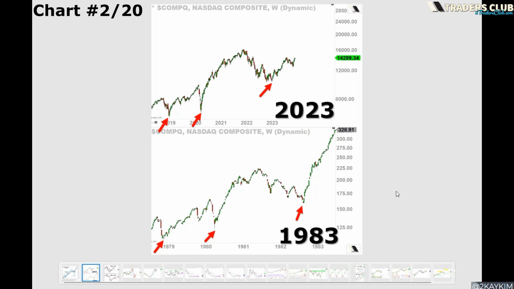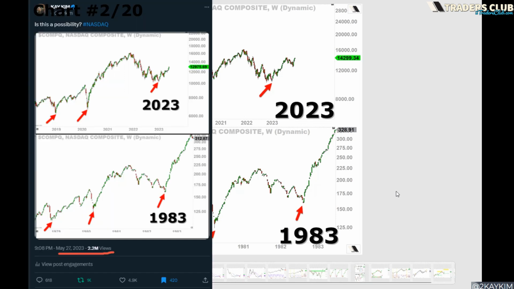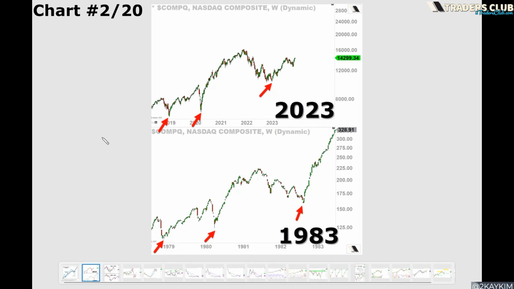So, an analog here. I've actually just updated this chart. This is comparing 1983 and 2023. I went viral with this chart several months back, and this is the updated chart. As you can see here, what we're trying to look for is the market's overall trend movement. We're talking the primary, and this is the NASDAQ Composite.